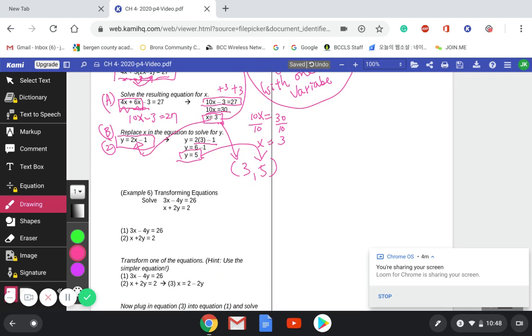So that's one type. Another type is, as I said before, when it's easy to transform an equation into either x equals something or y equals something, then we can use this method. So from equations 1 and 2, the second equation is easy to turn into x equals something by moving 2y to the other side.